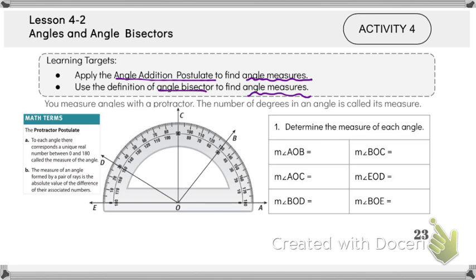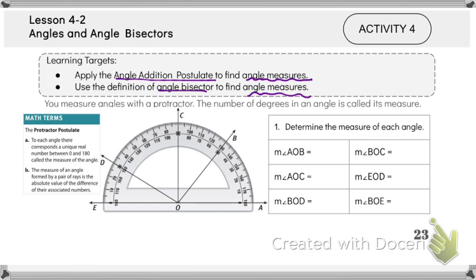Now, let's look at this example right here. This right here is a protractor. A protractor is used to measure the angle, or the angle measure, of an angle. Now, the protractor postulate is right here. It's very similar to the ruler postulate. If you look at it, it says to each angle there corresponds an equal real number between 0 and 180 called the measure of the angle. So for an angle, it's going to be between 0 and 180.